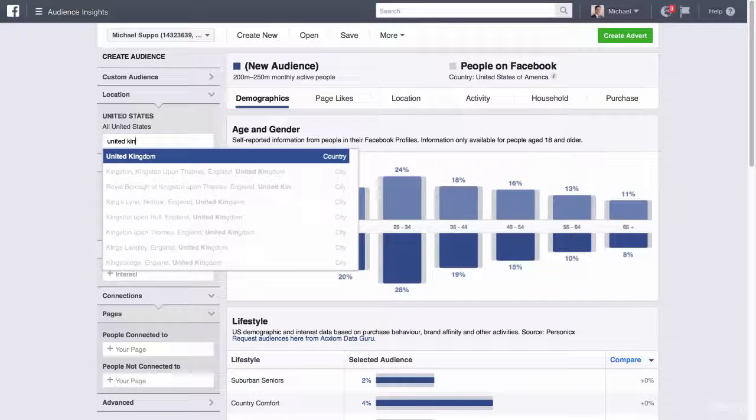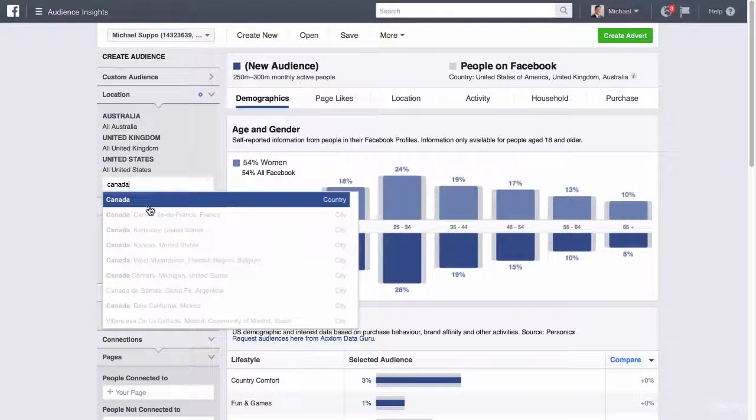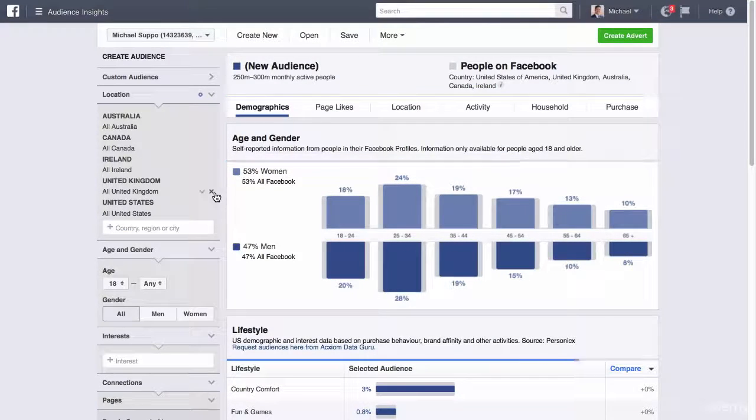So I'm going to select the United Kingdom, Australia, Canada, and Ireland. There's probably a lot more that I could target, but I'm just going to leave it as this for now. So now it says that we've got 250 million to 300 million monthly active people. Now, if you wanted to select a more local audience, let's say you were doing local business marketing, then you would select actual towns or cities. So instead of putting in the United States or United Kingdom, you would put in, let's say, Los Angeles or San Francisco.